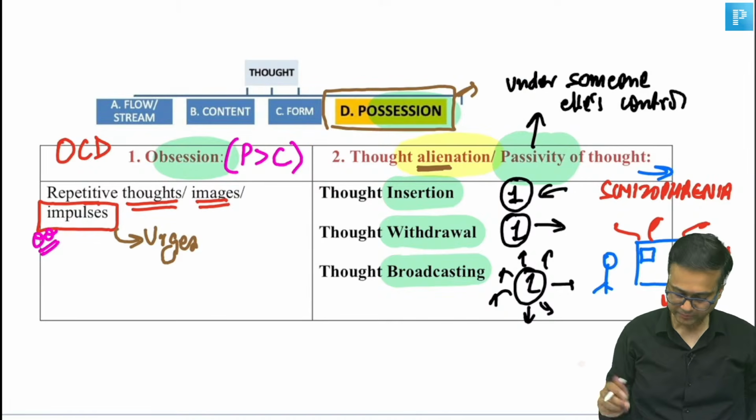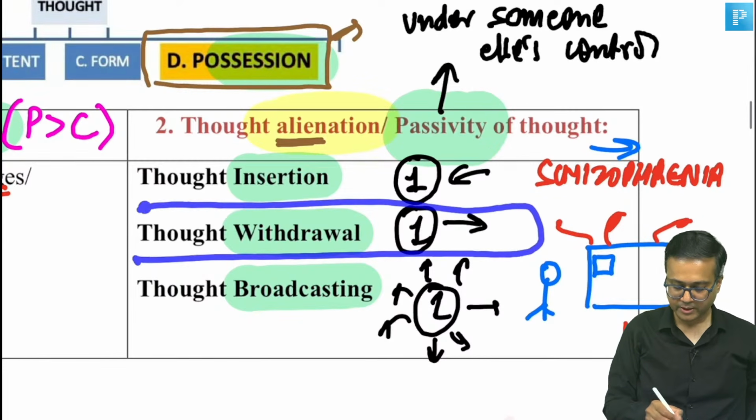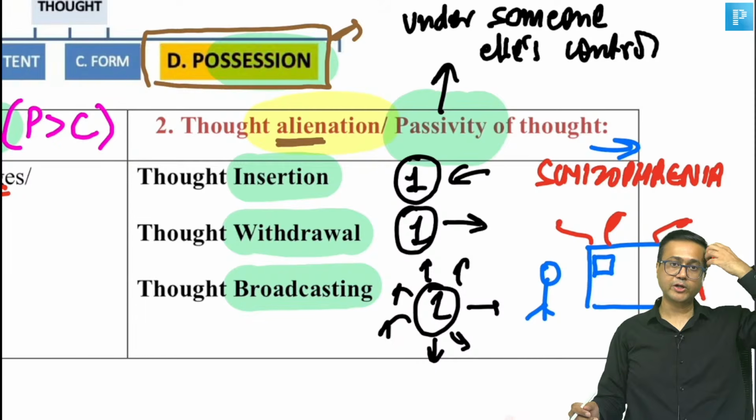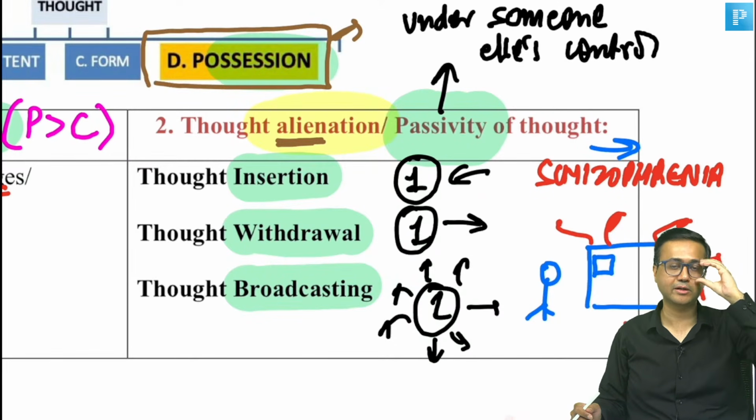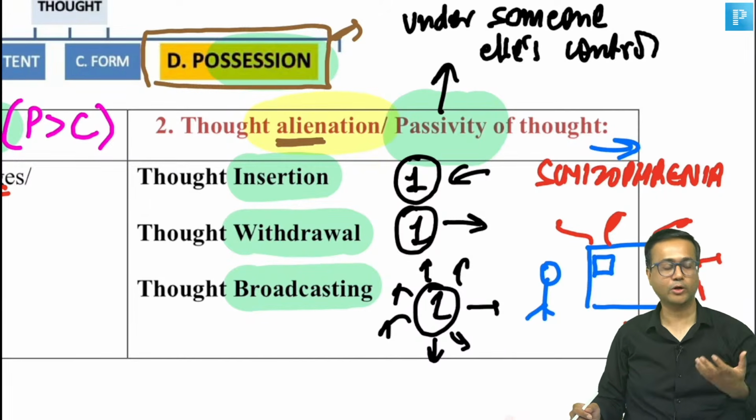Very good. Beta, in thought withdrawal the patient experiences that somebody is withdrawing away my thoughts. Sir, there was a thought in my mind 5 minutes back, but somebody has taken away that thought. Somebody has withdrawn that thought. Now I don't know what that thought was. So this is thought withdrawal.